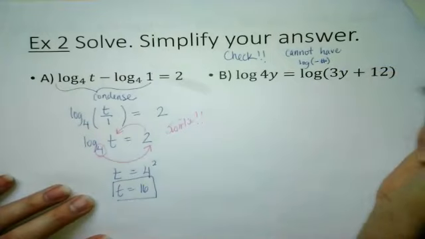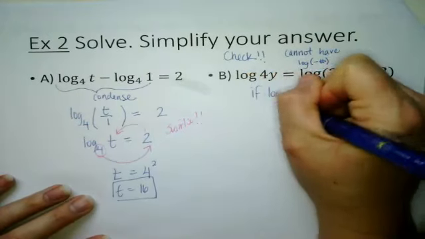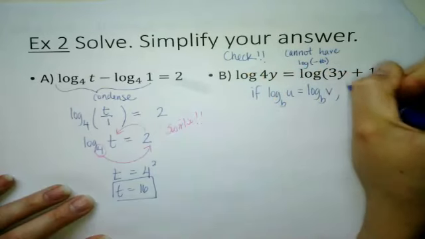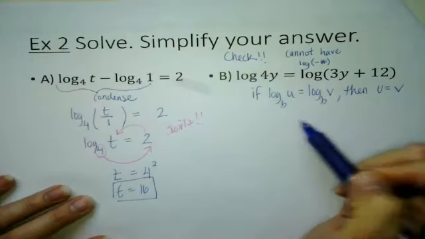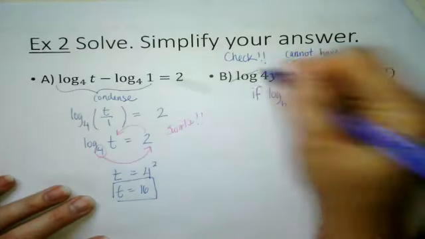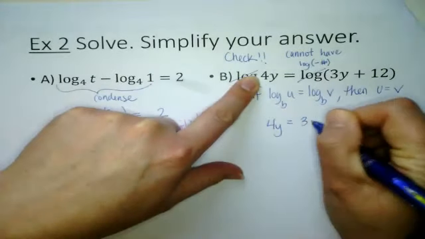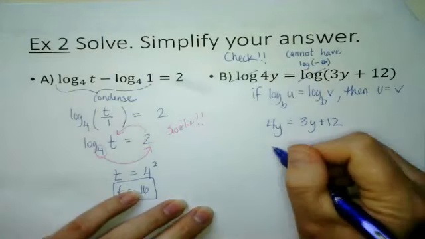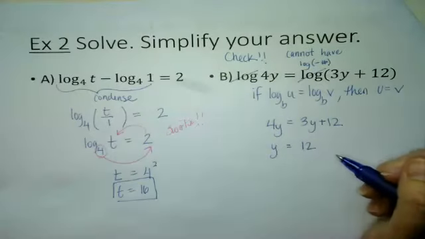Here, this is the one-to-one property. The one-to-one property: if log base b of u is equal to log base b of v, then u is equal to v. If the logs match, the arguments must match. 4y must equal 3y plus 12. I can go ahead and subtract 3y and get y equals 12.